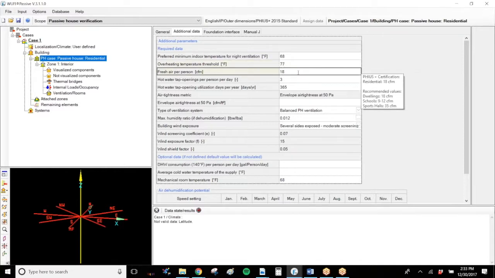Just moving on. The fresh air per person is the fresh air requirement per person for a residential project for PHIUS certification. So this is the ventilation air supply that you need per occupant of the building. This varies for residences versus schools versus some sort of commercial building. So again, 18 is the default for residential, so we will keep it at 18, but it may vary for other building types.